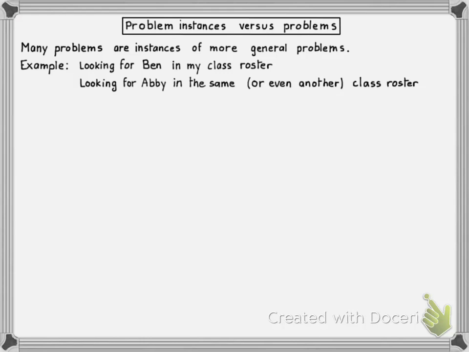So it's beneficial to realize that these two problems are related. In fact, there are two special cases or two instances of the same problem. So that's the difference between an instance of a problem and a general problem.